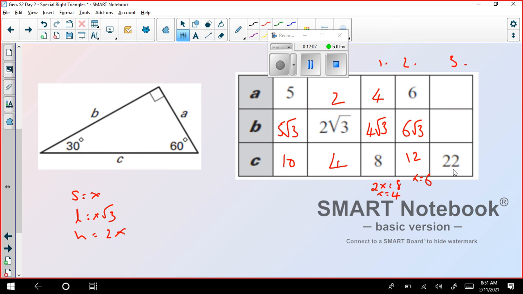Now this c part is given to us as 22, that is, the hypotenuse is 22, which means 2x equals 22. Dividing by 2 on both sides, I get x equals 11. If x is 11, I have a as 11 and b as 11 root 3. Okay, let's move on to the next slide.